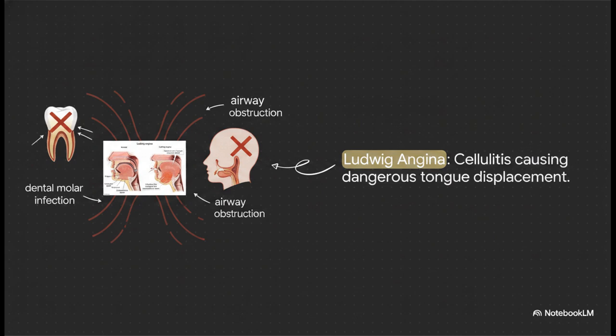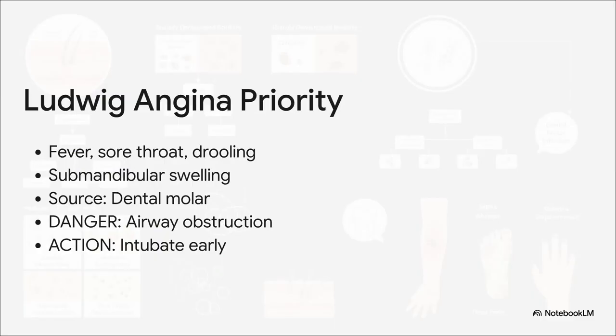Diving into dangerous anatomic locations, visualizing Ludwig angina reveals exactly why it is such a massive threat. What we're dealing with is a rapidly spreading cellulitis of the submandibular and sublingual spaces. The key thing to notice is how the infection physically displaces the tongue upward and backward, pushing it directly into the pharynx. Because of that precise anatomy, the presentation and your priority are completely unique.